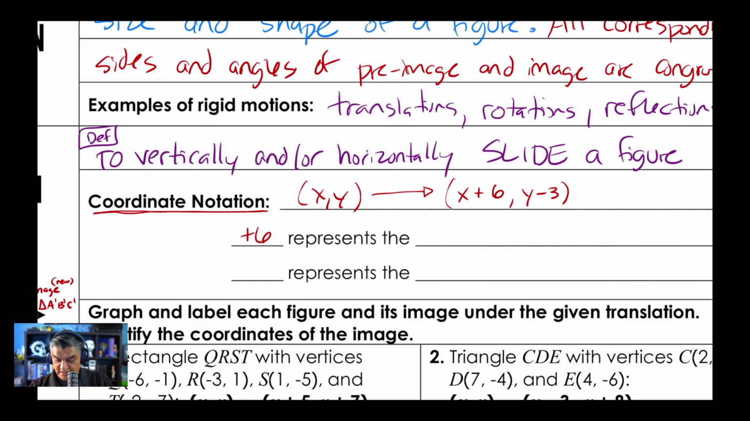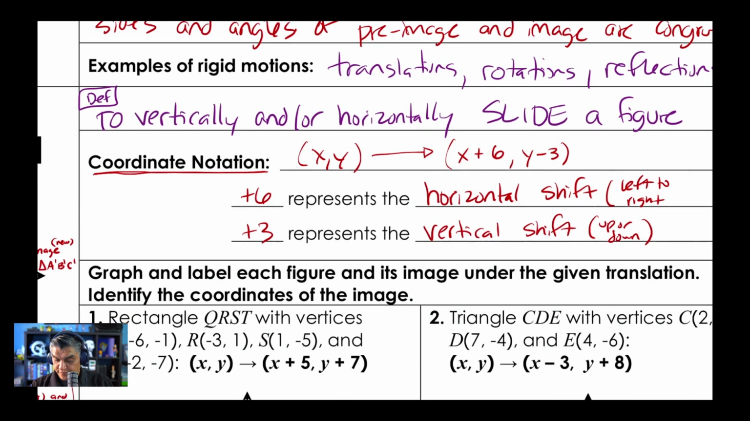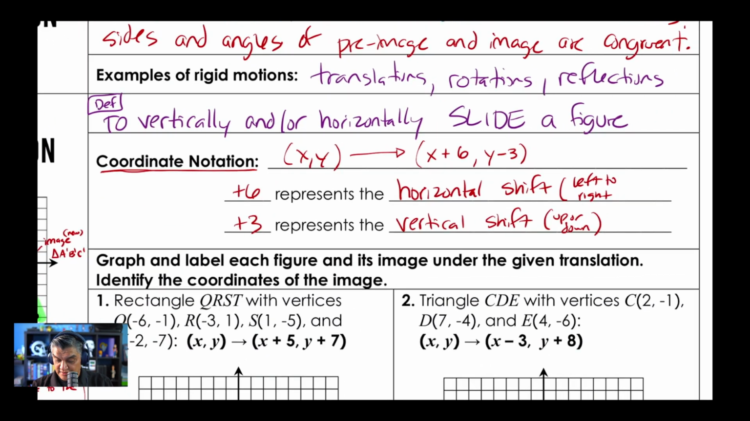So let me tell you in general how this works. The plus 6 represents the horizontal shift, left to right. And the 3 represents the vertical shift, how it moved up or down. Okay, does that make sense?